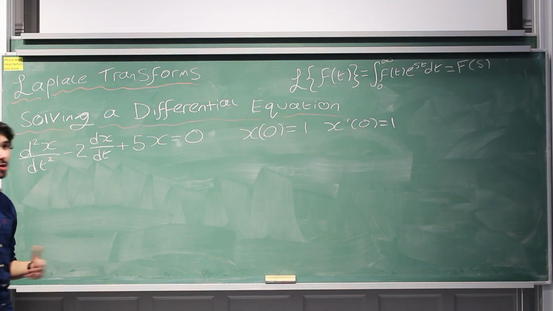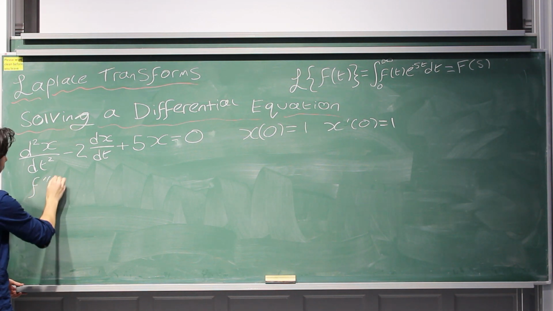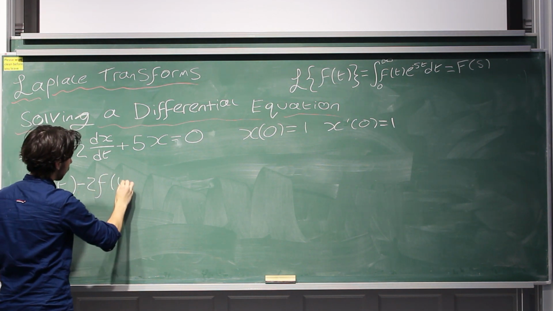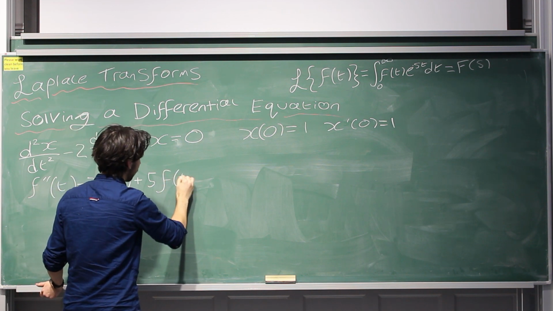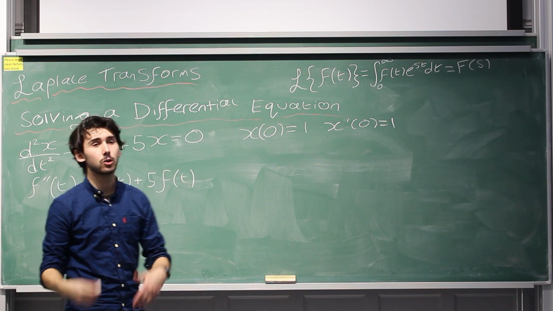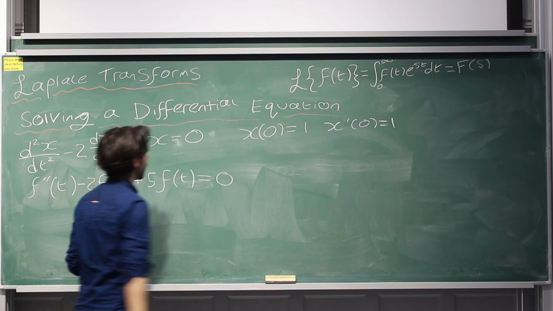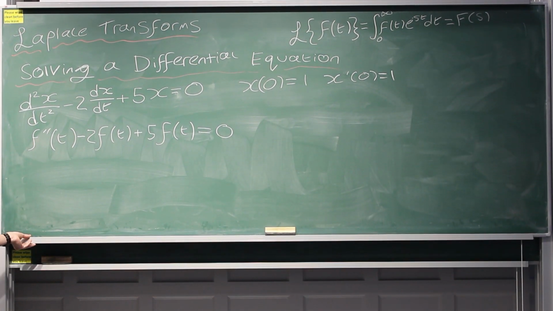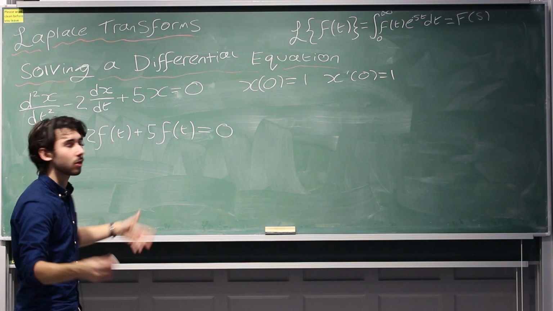So as always, let's just write it in better notation. Let's write this as the second derivative of f of t minus 2 times the first derivative of f of t plus 5 times f of t equals 0. Okay, cool. That is our differential equation in f of t notation, which is typical for Laplace transforms.